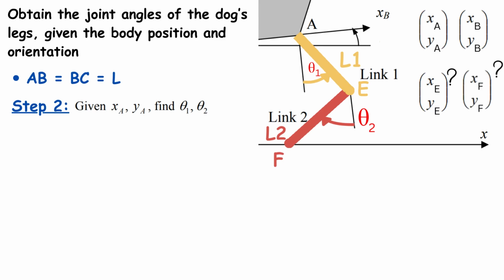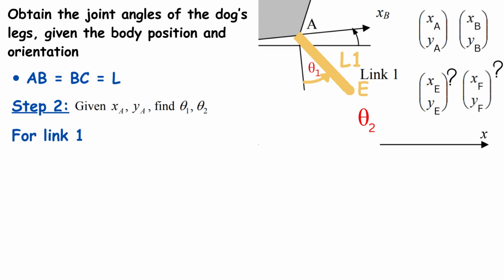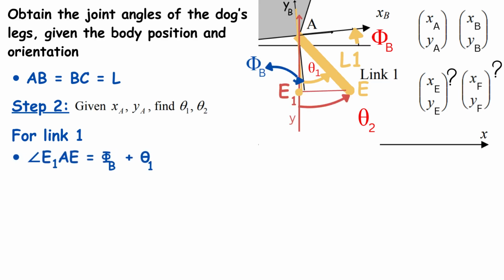Let's start with link 1. The angle between link 1 and the vertical axis from B is defined as theta 1. Since the body's overall orientation is phi sub B, the actual angle of link 1 with respect to the y-axis becomes phi sub B plus theta 1.